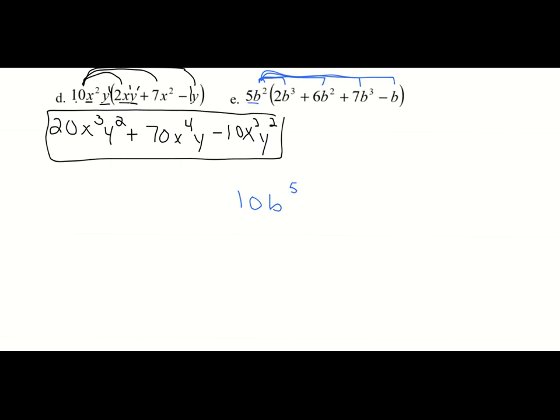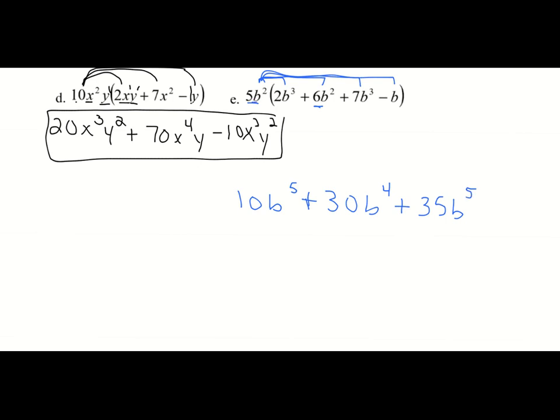Now, 5b squared times 6b, that is going to be 5 times 6 is 30. B squared times b squared is b to the fourth. 5b squared times 7b cubed, so 5 times 7 is 35. B squared times b cubed is going to give me b to the fifth power.